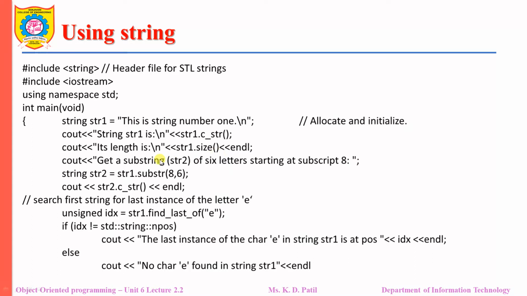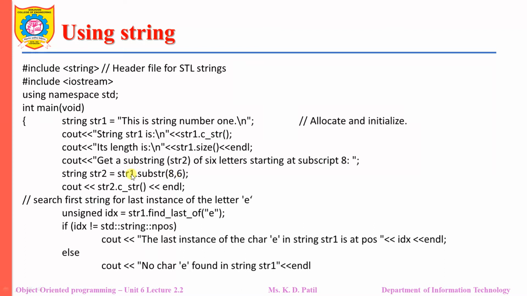Then, if I want to get a substring str2 of some characters, and if I want it to start from some index, then I can do that also using the substr function. For example, here I want a substring str2 from str1 which starts at index 8 and has 6 characters, that is, the length of the substring should be 6. Then I can simply use the substr function to do that.